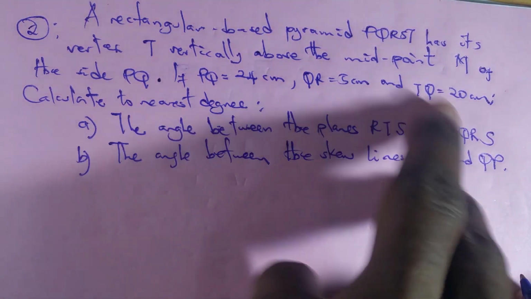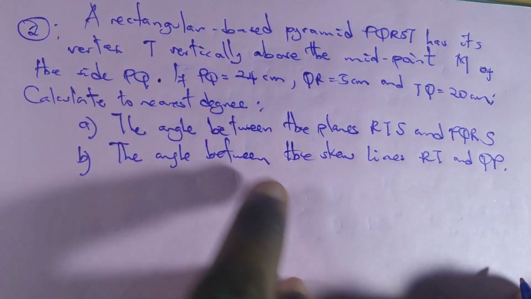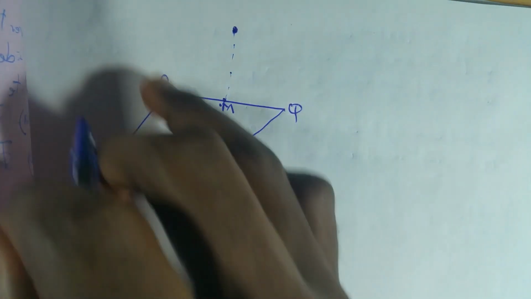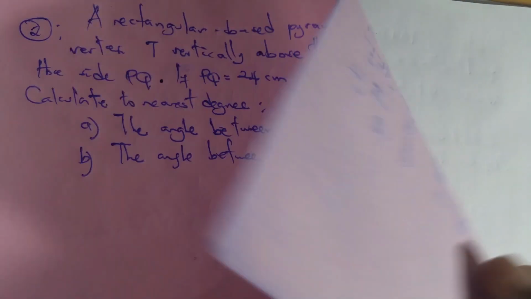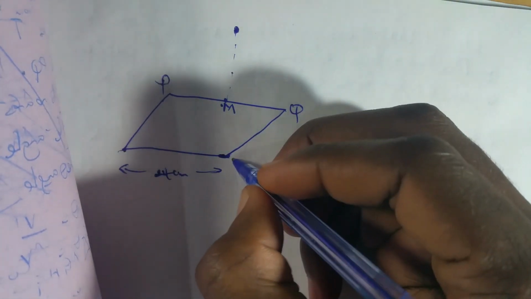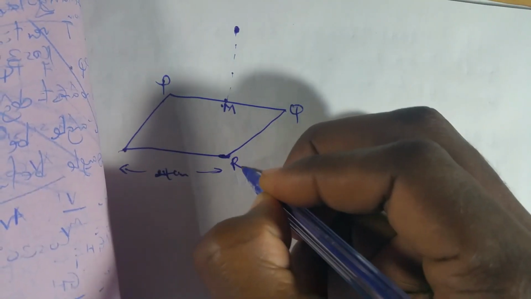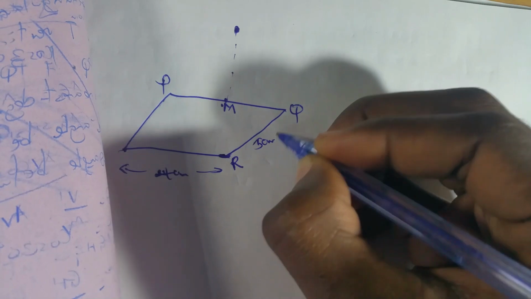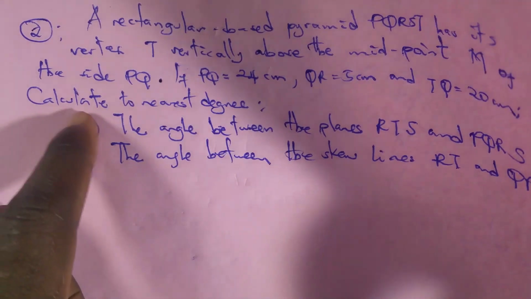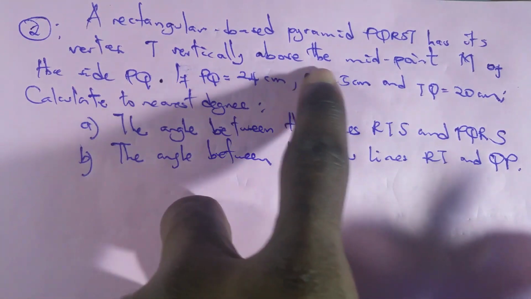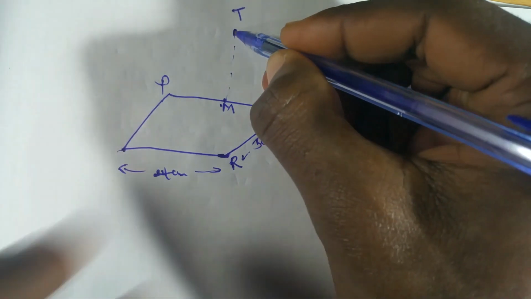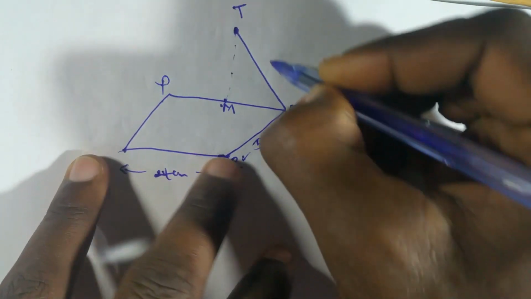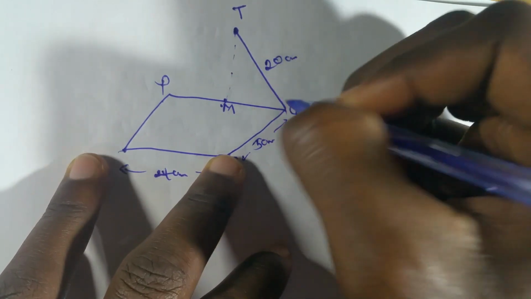Now they are saying that M is the midpoint of side PQ, and PQ is 24. That means this side is 24. But it's a rectangle, so that side is the same as this. We can just write 24 down here to avoid congestion up there. We have 24 centimeters there, and QR is 5 centimeters. R we can put here, 5 centimeters, that length. Then they're saying TQ is 20 centimeters. We join T and Q to get TQ, and that side is 20 centimeters.